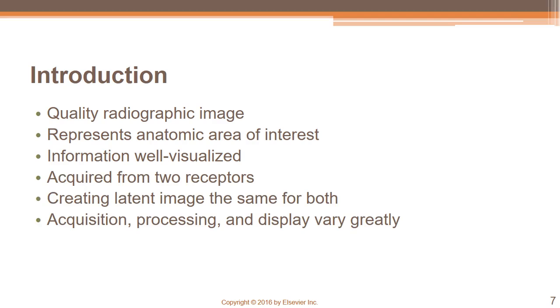Radiographic images can be acquired with two different types of receptors. It can be a digital or a film screen, and the process of creating that latent image by differential absorption is the same for both of them. It is the acquisition, the processing, and the display that actually vary, and with those variations, that's what we want to talk about. This chapter focuses on the characteristics of a quality image that is displayed on a computer monitor. That is what you will work with when you go into the clinical arena.